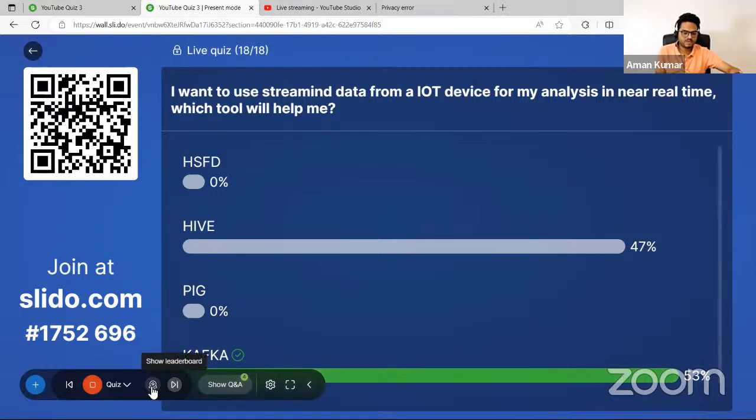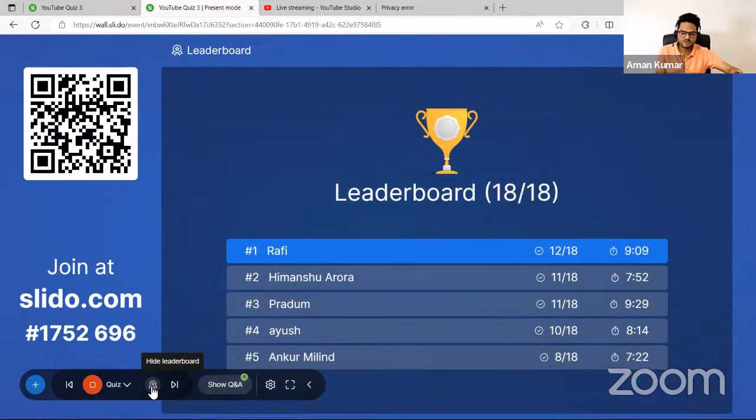And we have completed all 18 questions. So let's see the leaderboard. Rafi is on the top with 12 right answers. Then Himanshu, but in less time. Then Pradum is also 11, and Ayush and Ankur.